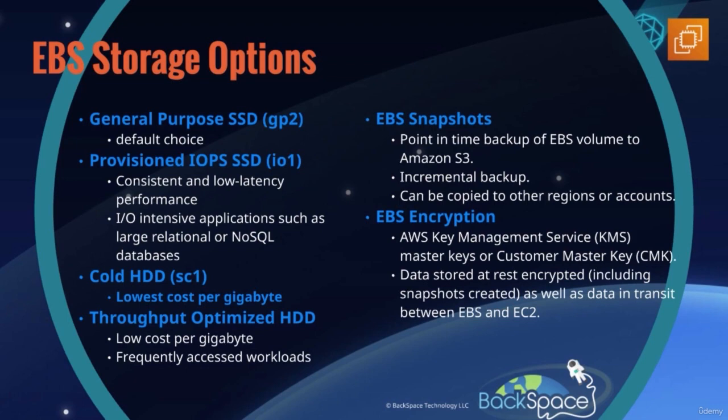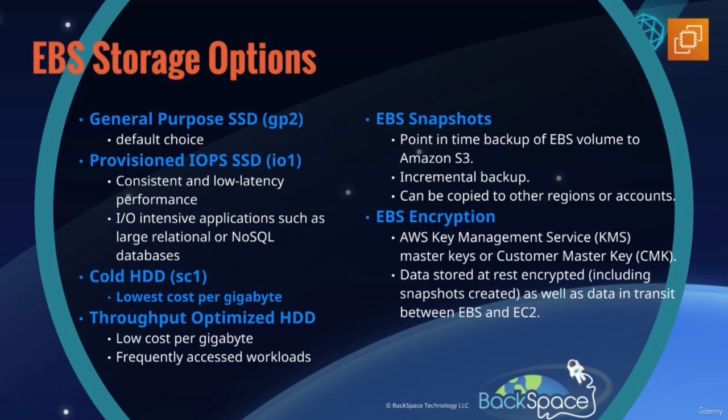The next two are magnetic drives, so they're going to be lower cost, lower performance options. The first one is a cold hard disk drive, and that will provide you the lowest cost per gigabyte. It's just a standard magnetic drive.